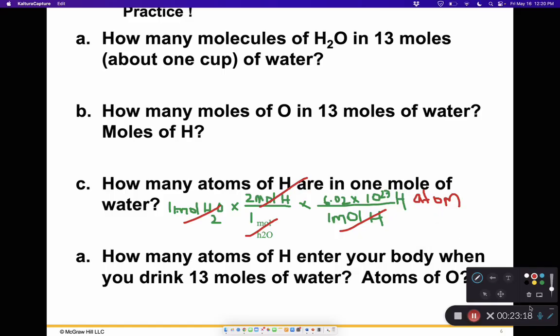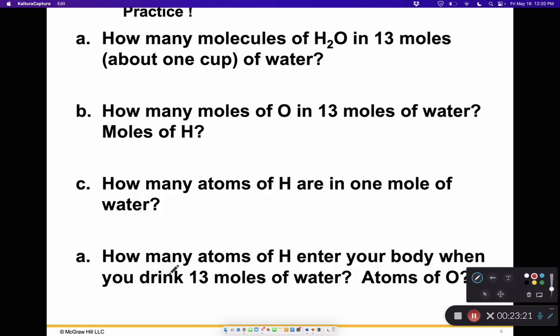Now, let's try the last one. How many atoms of hydrogen enter your body when you drink 13 moles of water? Just like the example we just did, here it was 1 mole. Now we are talking about 13 moles of water. So if you remember, my earlier answer was 1.20 times 10 to the power 24, right?